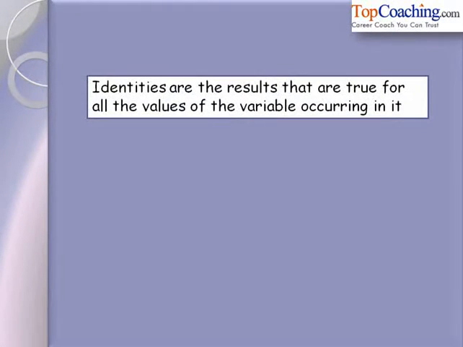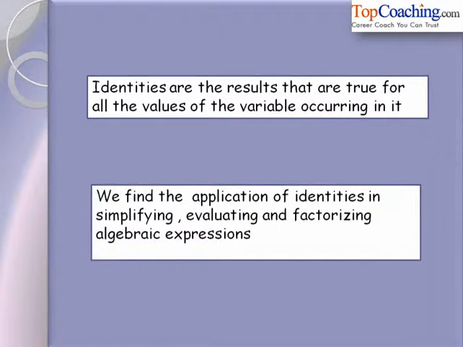So, what we can say is, identities are the results that are true for all the values of variable occurring in it. So basically, identities are results, and these results are true for all the values of variable occurring in any identity. Also, we find the application of identities in simplifying, evaluating, and factorizing algebraic expressions. So this gives answer to both our doubts.